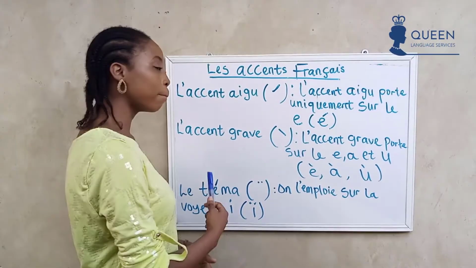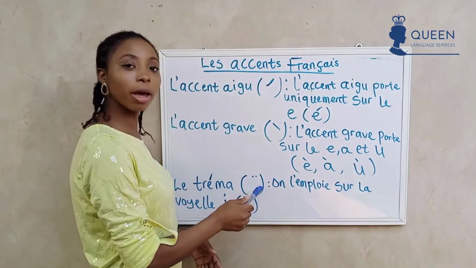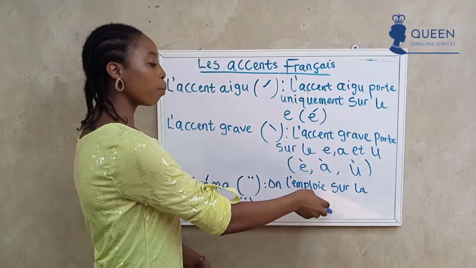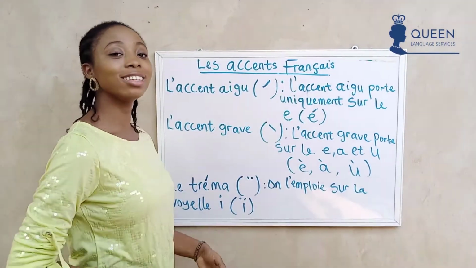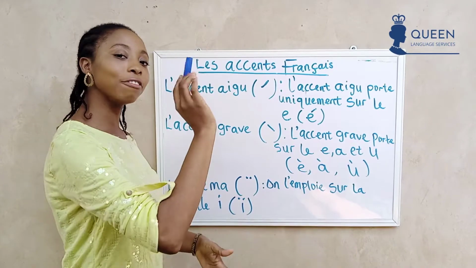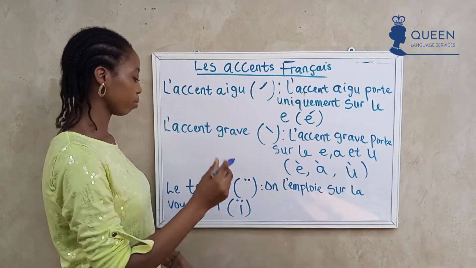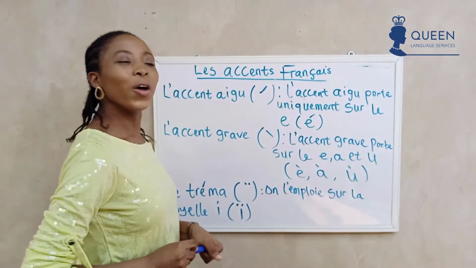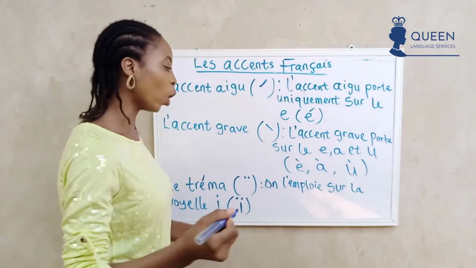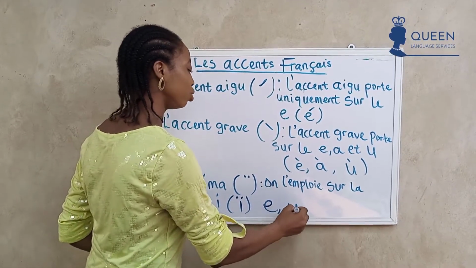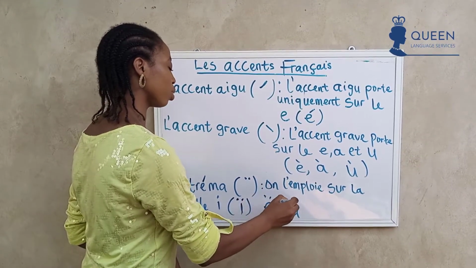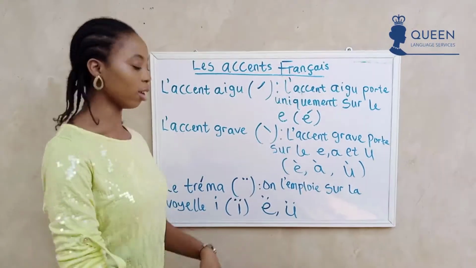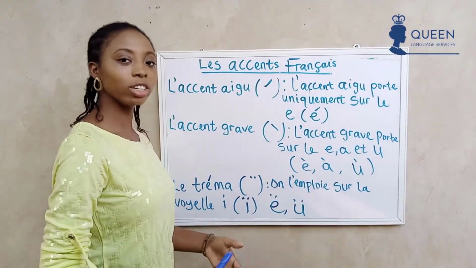We have le tréma. This is the sign for le tréma. It has 2 dots. Tréma is always with 2 dots. On l'emploie sur la voyelle E, that is, it is used on an E vowel, this way. We have our E with 2 dots. Mostly, the tréma is on E and rarely on I and U. You have it this way. So let's move to the next one.